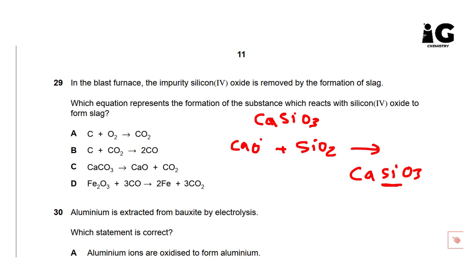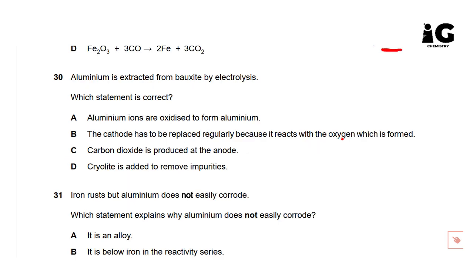So actually we need calcium oxide here. Calcium oxide is produced in this equation. So the correct answer is C. We have to memorize the chemical name for the slag, and also its formula. It's called calcium silicate, CaSiO3.